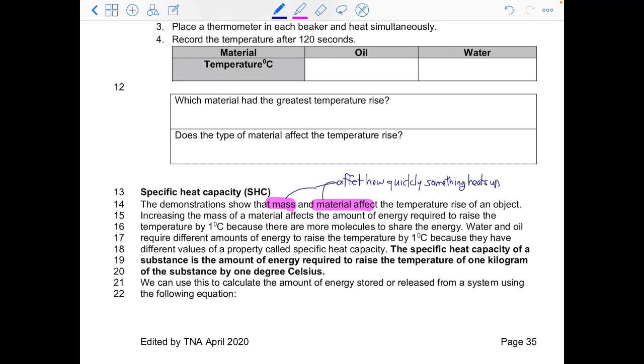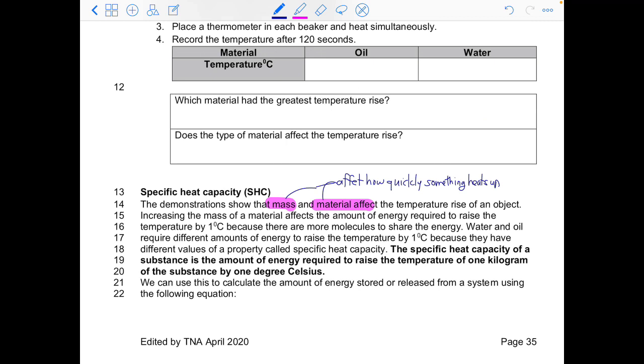Okay? So if we have more mass, so if we have more water, it will take longer to heat up. For example, if you put a lot of water in the kettle, it will take longer to boil than if you only have a little bit of water in the kettle. It also makes a difference as to what it is you are heating up. So for example, heating up oil actually happens a lot faster than heating up water. So that is because of the specific heat capacity of that thing.